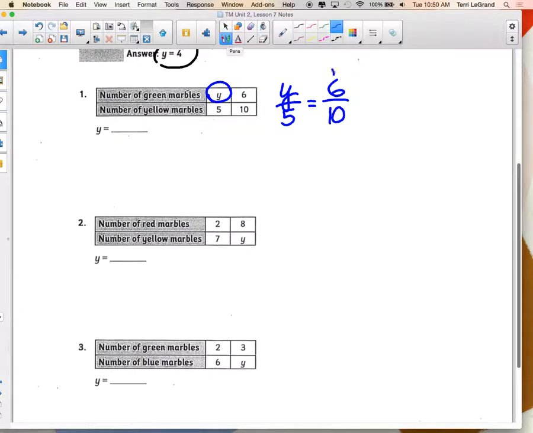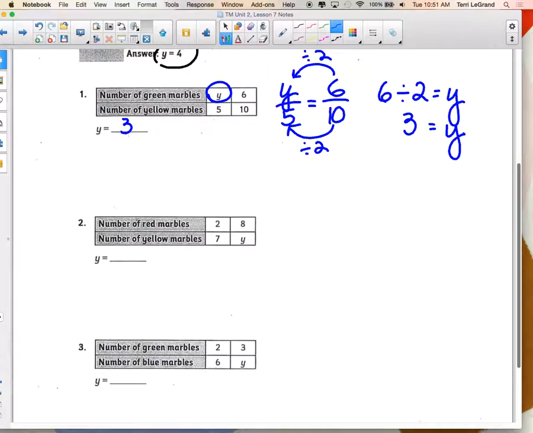So we need to get from 6 to y. So what can we do from 10 to 5? Divide by 2. So that means our division problem would be 6 divided by 2 should give us our y. And 6 divided by 2 is 3. So y equals 3. And what color marbles are these?